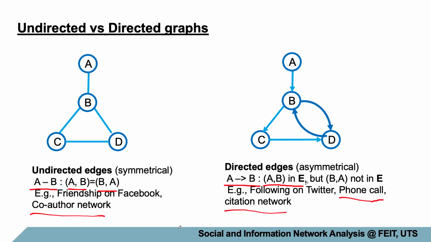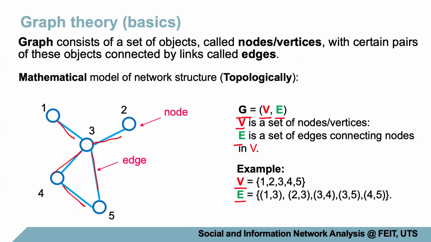E is the set of edges. So remember in the first slide, we said to represent a graph, we use two sets, G equals V and E. V is the vertex set, E is the edge set.